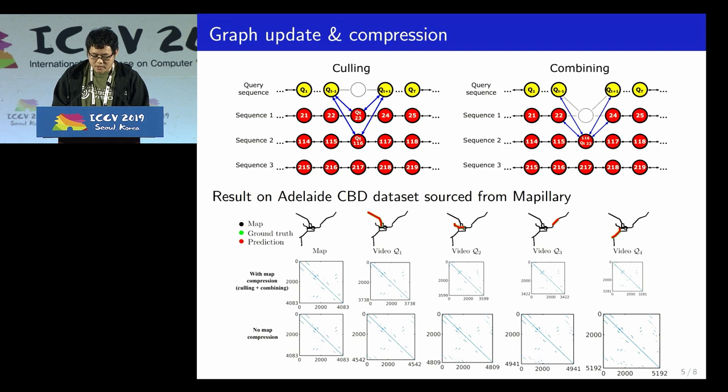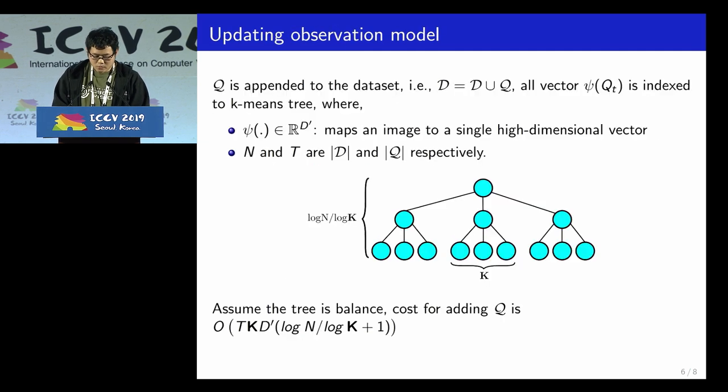Here we demonstrate our compression method on Adelaide CBD dataset obtained from Mapillary. Thanks to our map compression, the graph is smaller over time. By contrast, without our map compression method, the graph is bigger when queries are updated to the map. For scalable purpose, we use k-means tree to index the image database. When we update the query video to the k-means tree, the complexity is just in log scale. So this operation is scalable.